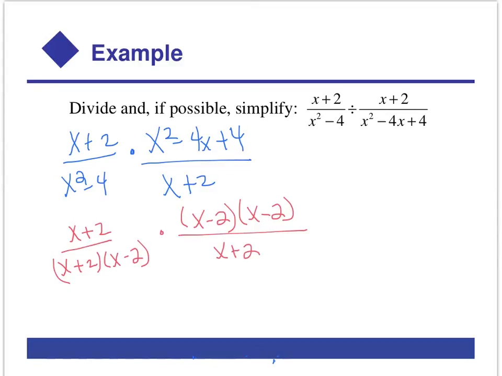Now, see if you can do any cross-canceling. This cancels, this cancels. Don't forget these change to a 1 for right now. And then 1x squared and 1x squared. So then when we just simply multiply, we get x minus 2 over x plus 2. And you're done.